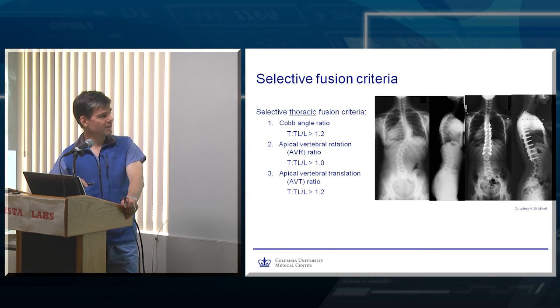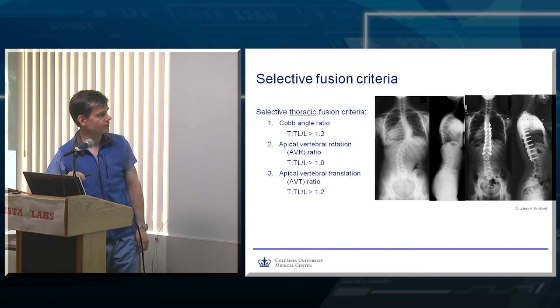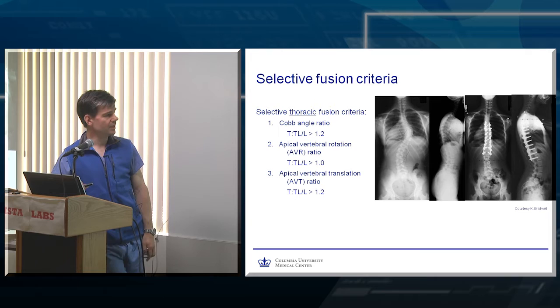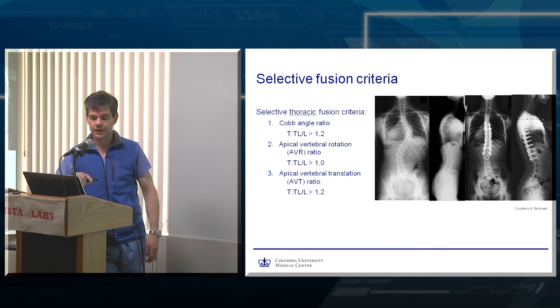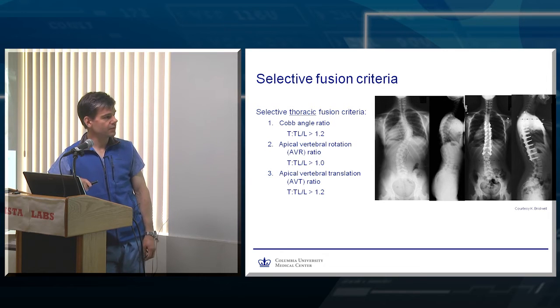There are a couple of other papers besides just simply the classification, but looking at some of the other radiographic features that may indicate that a selective fusion would be appropriate. That includes looking at things like the relative size of the two curves, right? So for a thoracic selective fusion, if the thoracic curve is bigger by a factor of 1.2 than the thoracolumbar curve, that may indicate that a selective fusion is possible.